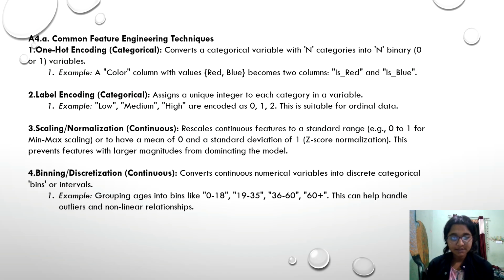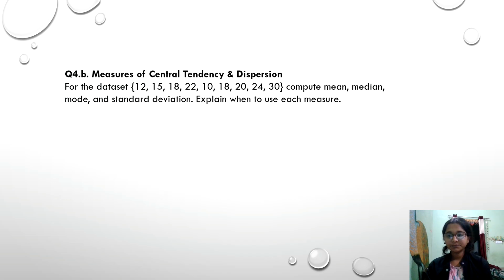Binning, discretization, for continuous data. Converts a continuous numerical variable into discrete categorical bins or intervals. Example, grouping ages into bins like 0 to 18, 19 to 35, 35 to 60, and 60 plus. This can help handle outliers and nonlinear relationships.